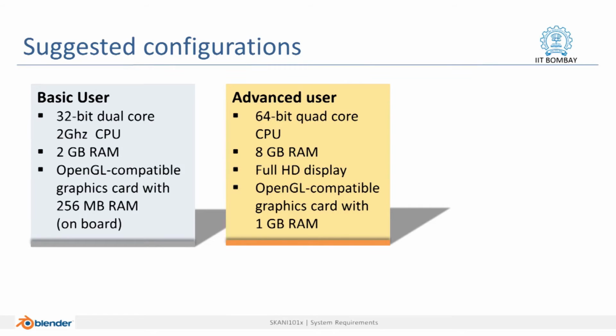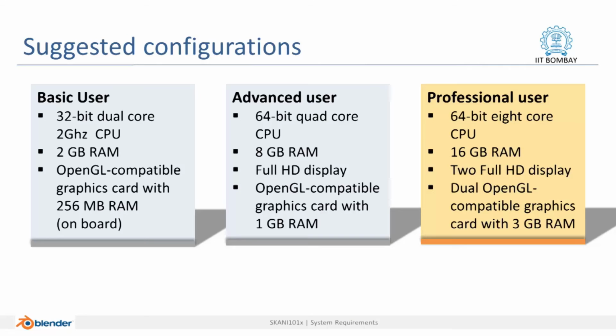In case you have specialized hardware which is slightly better, it should probably match this. You may have a 64-bit quad core CPU with 8 GB of RAM and a full HD display, plus one OpenGL compatible graphics card which will support at least 1 GB of RAM. So this will give you advanced features where the video will run very smoothly and you will take very less time while rendering images. It will be very fast to work on that.